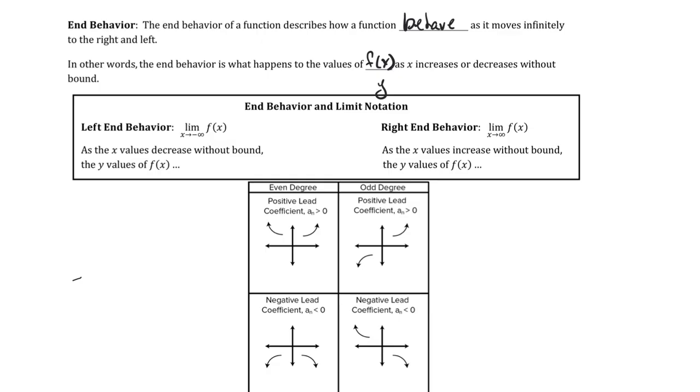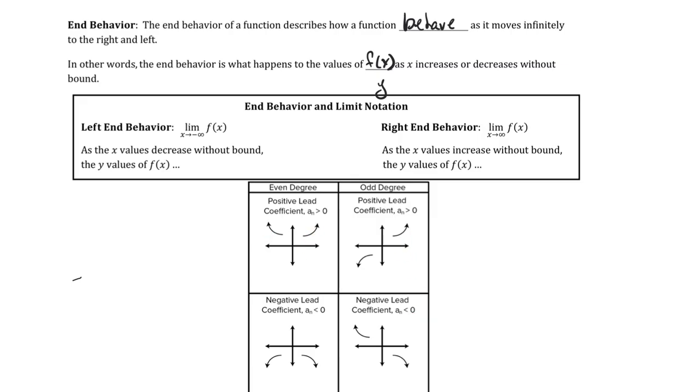But as far as the arrows, they could both point up or they could both point down. The left side could be pointing down and the right side pointing up, or the left side going up and the right side going down. So what tells us if they're going in the same direction? Well, to go in the same direction, they have to have an even degree. That's why both of these are under the even degree, meaning the other ones would have to be odd degree.